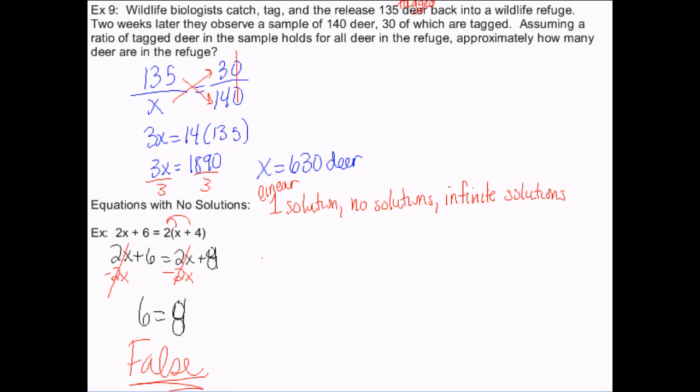If you get a false statement, there are no solutions. Okay. So any statement that's false. 1 equals 975. Negative 3 equals positive 3. These are not the case. Okay, so anytime you get a false statement, your answer is that there are no answers.